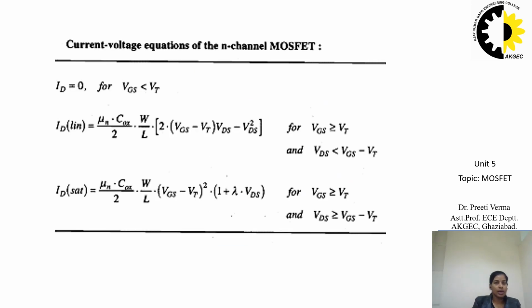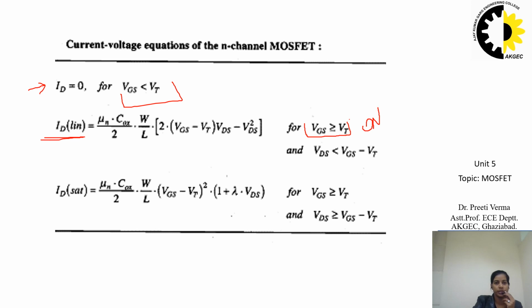These are the current-voltage equations of the n-channel MOSFET. If we have VGS less than VT, the device is not on, the control voltage is less than the threshold voltage, so at that time the current ID will be 0. When VGS increases and becomes greater than or equal to VT, then the device is on. And in the on device we now have two conditions, either it will be in linear mode of operation or in saturation.